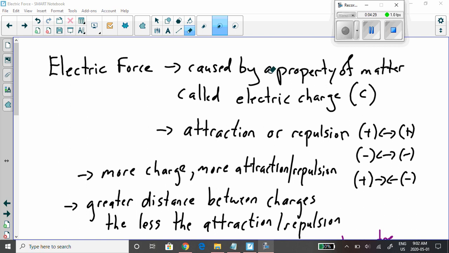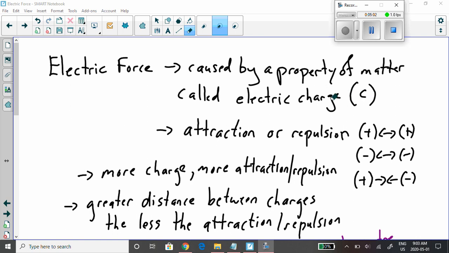Well, what we're going to do now is go through a very similar discussion that we did for gravitational force, but now for electric force. So what's electric force caused by? It's not going to be caused by a mass. No, it's caused by a property of matter called electric charge. And electric charge is measured in coulombs. C. Probably remember that from grade 11.